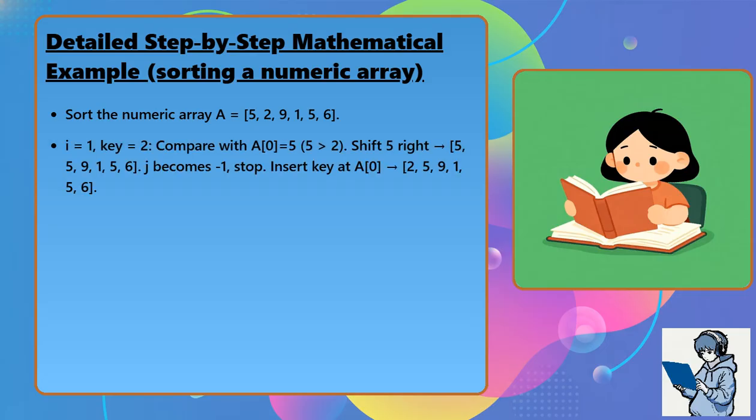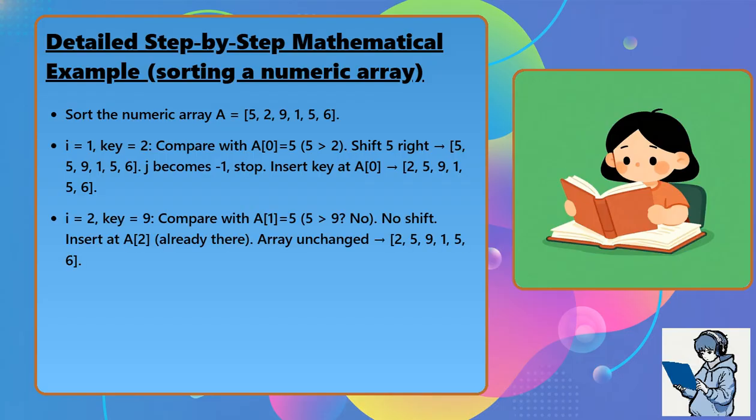Sort the numeric array 5, 2, 9, 1, 5, 6. i equals 1, key equals 2. Compare with A[0] equals 5, 5 greater than 2. Shift 5 right, resulting array 5, 5, 9, 1, 5, 6. j becomes minus 1, stop. Insert key at A[0], resulting array 2, 5, 9, 1, 5, 6.